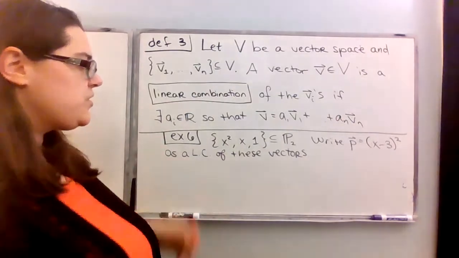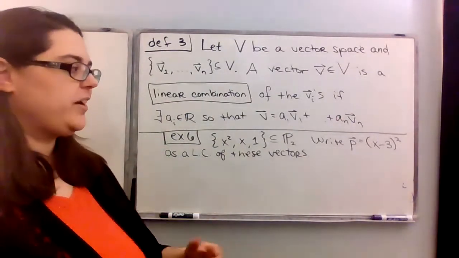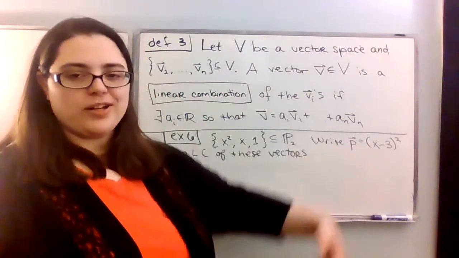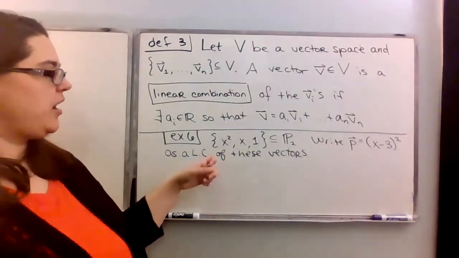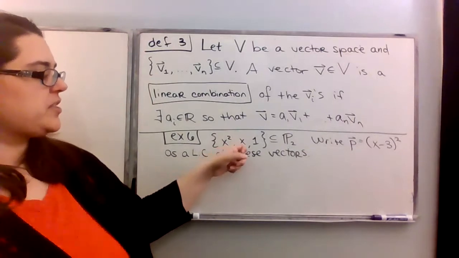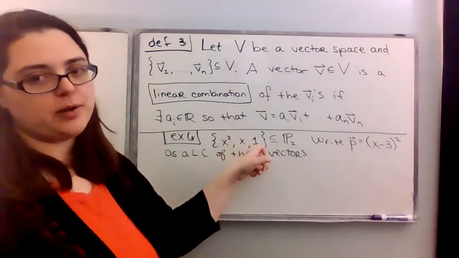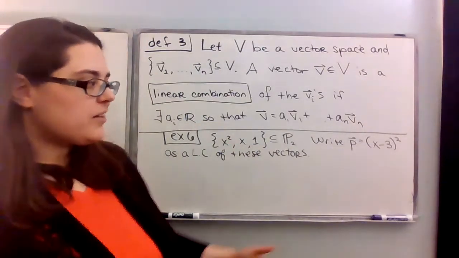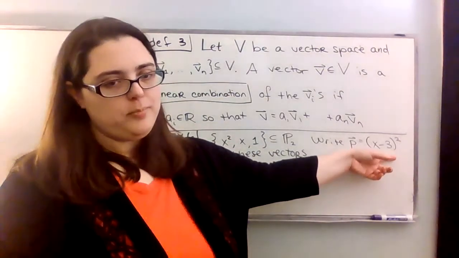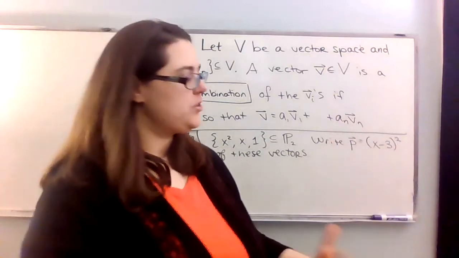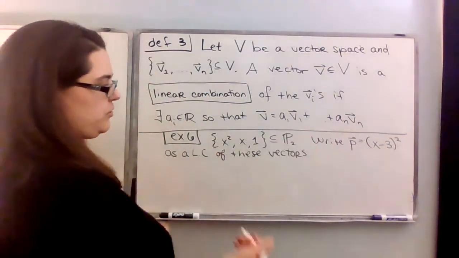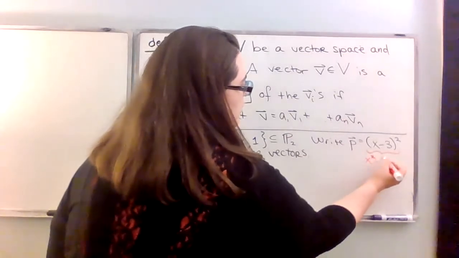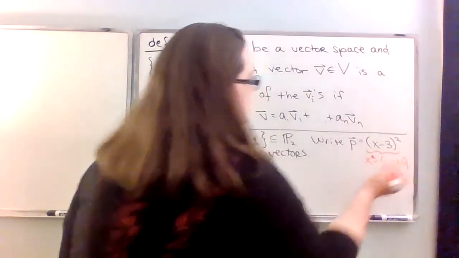Okay, so to do this, we're going to have to say, if I take this vector p, how can I write it so that it is something times x squared plus something times x plus something times 1? That's my goal. So in this case, that's pretty easy. Actually, we just have to write this in standard form. Remember that you can't distribute exponents. So if you want to FOIL this out, you can. But when you do that, you end up getting x squared minus 6x plus 9.